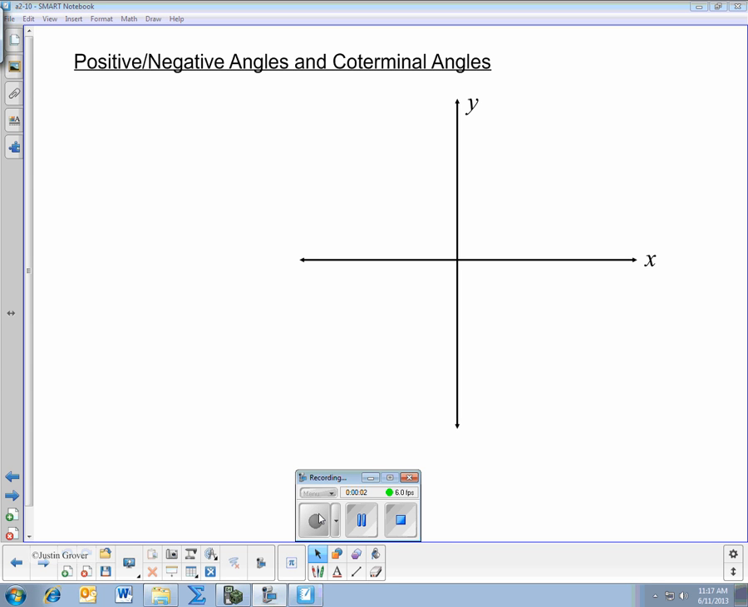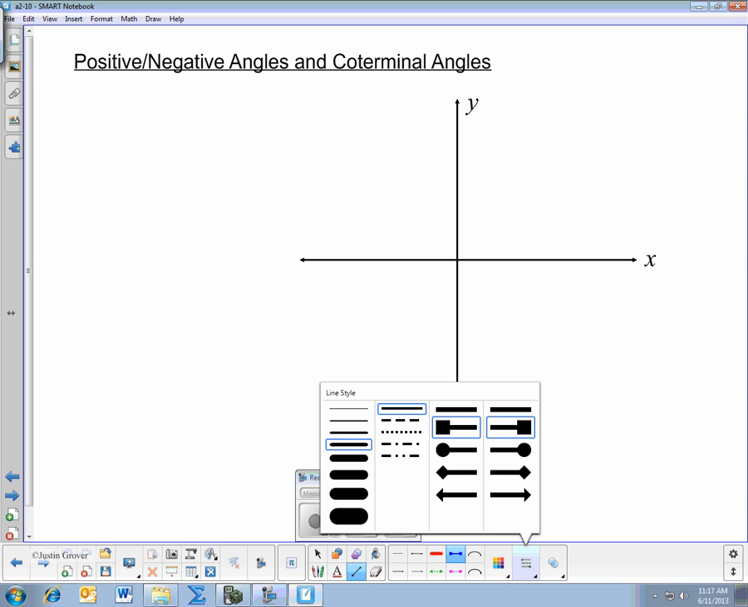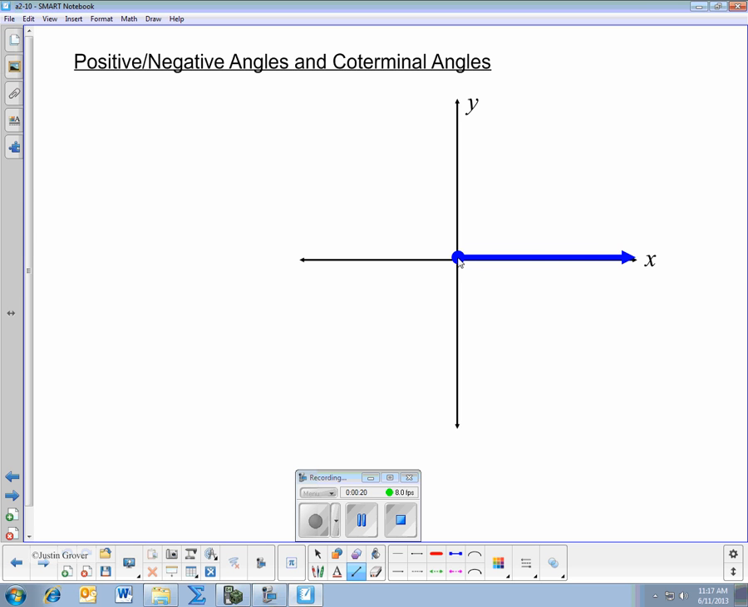Positive versus negative angles and the concept of coterminal. Well, first, to draw angles on a Cartesian plane or the XY axis, you need to know where to start. These angles always start here. They always start on the positive side of the x-axis. And this is actually called the initial side of the angles. We always start there, and we go from there.